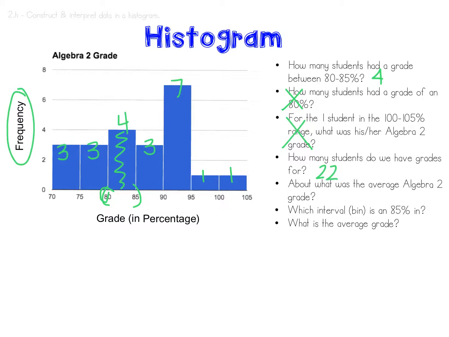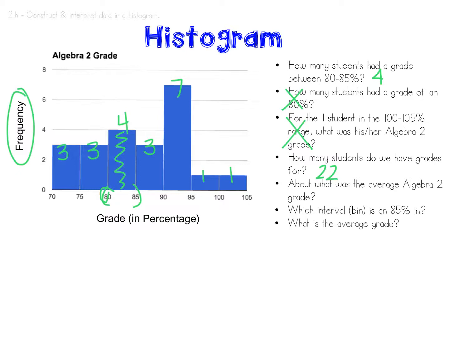All right, so for this next question, about what was the average Algebra 2 grade? So this is where we're going to use that class midpoint to determine the average. I know that 3 people had a grade between a 70 and a 75. So what would be the midpoint between that 70 and 75? Well, they're 5 apart, so halfway would be a 72.5.